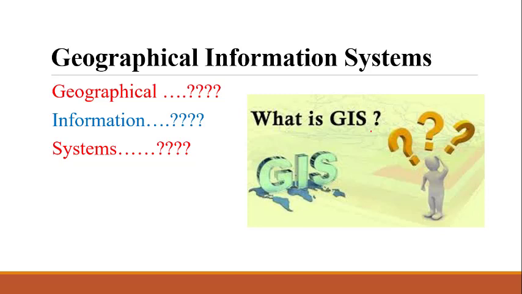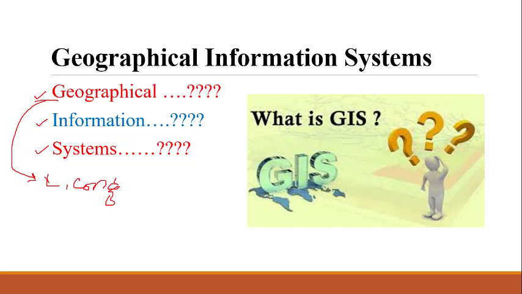What is a geographical information system? A geographical information system consists of three terms. The first one is geographical, the second one is information, and the third one is system. Geographical is related to geography. Geography means any object on the earth's surface must have some location, that is, it must have latitude and longitude. Latitude and longitude mean the coordinate system must be related to that object or to that specific area.